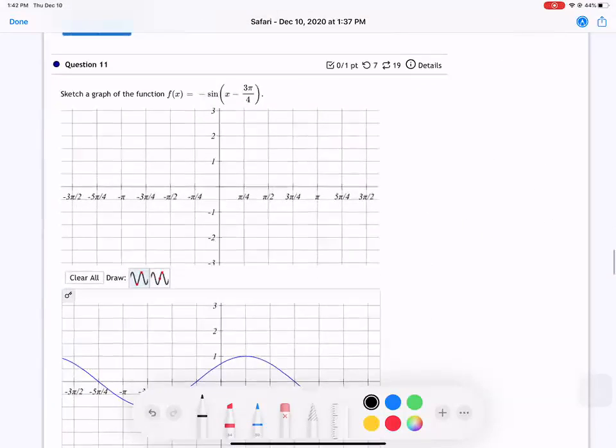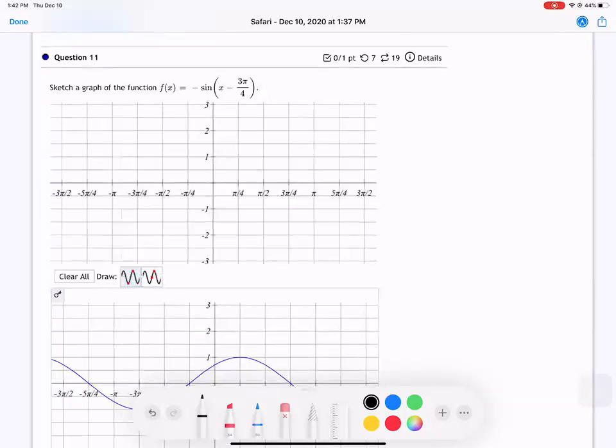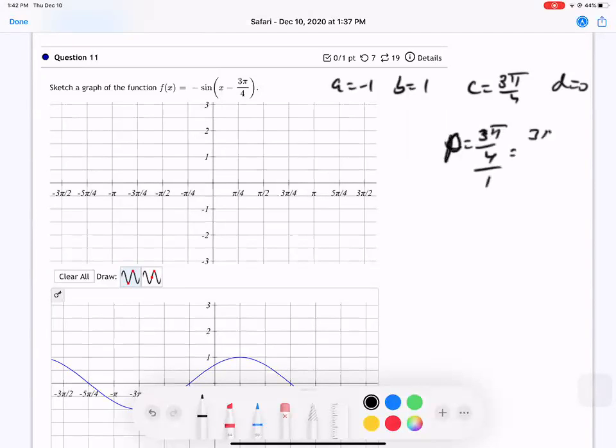Number 11, again, it's another phase shift problem. Let's go ahead and do it. A is equal to negative 1, B is equal to 1, C is equal to 3 pi over 4, and D is equal to 0. So P is equal to 3 pi over 4 over 1, which is just 3 pi over 4. That's my phase shift. This is X. I'm just running around now. So we're going to start at 3 pi over 4.